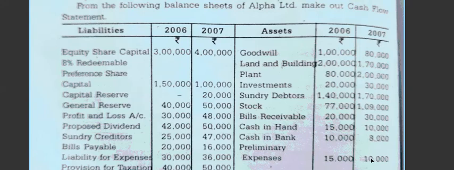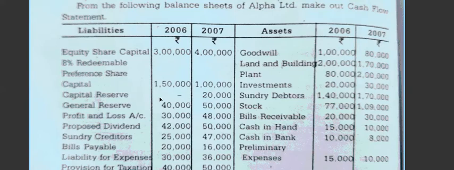Preliminary expenses have been reduced. Reduced means it is an expense, so it will go for the operating activity. Equity share capital is a financing activity. It has been increased. Issue means cash comes in, so it is a financing activity. Redeemable preference shares will move on to the investing activity.